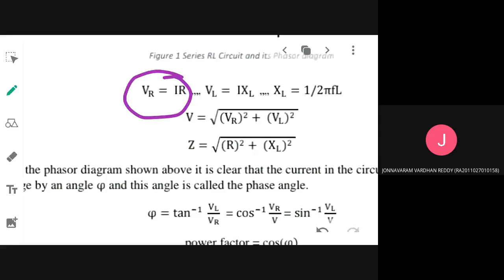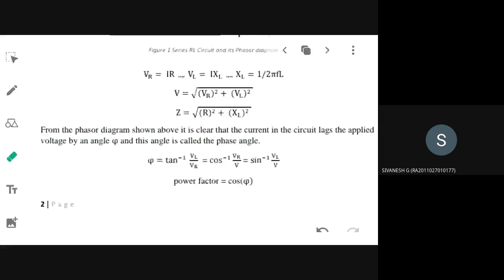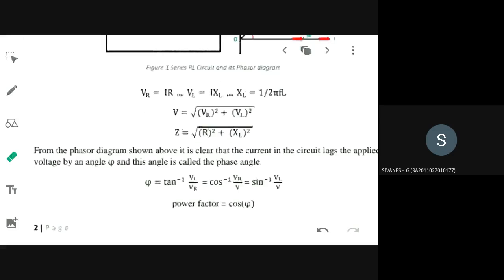What is the formula for impedance? Root of R square plus XL square. Okay, some more formula for power factor they have given. That also you have to remember. R by Z is enough. If they will give you R or Z, you have to find, and if you take the ratio, you will be able to find out power factor.